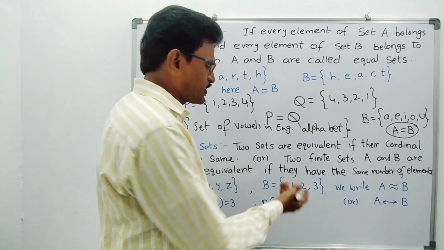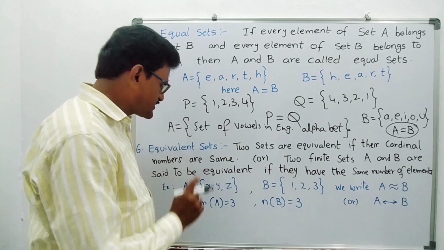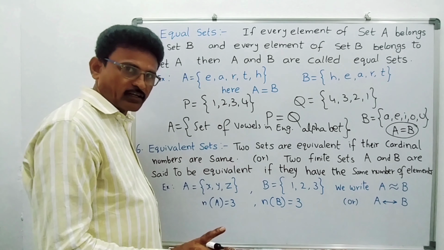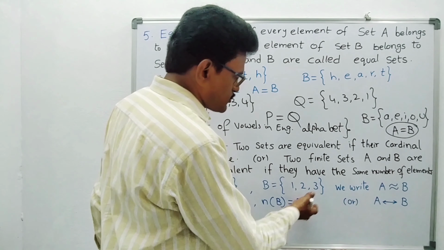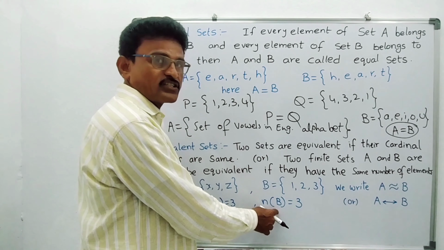1, 2, 3. Here also 3 elements are there. Here 3 elements. Here also 3 elements. Number of elements in set A, n(A) = 3. Cardinal number. Now in set B also 3 elements are there. n(B) = 3. It means number of elements in set B is 3.